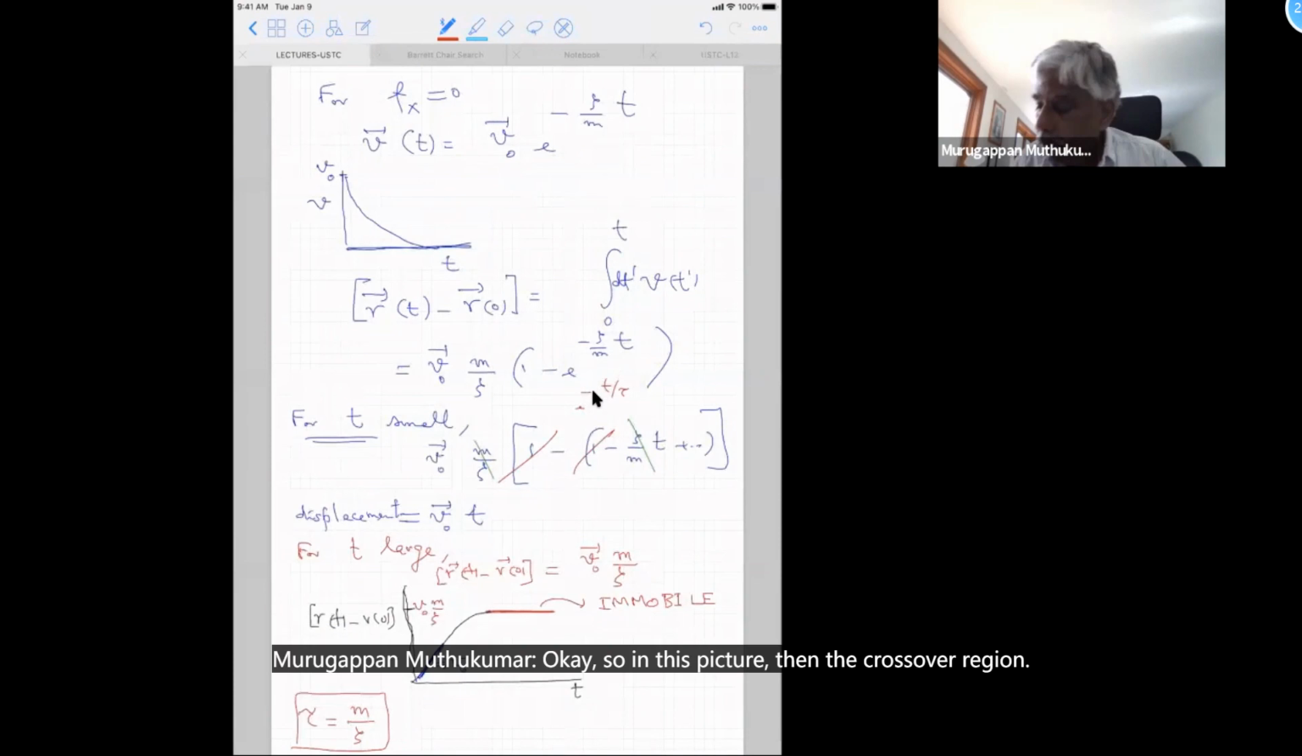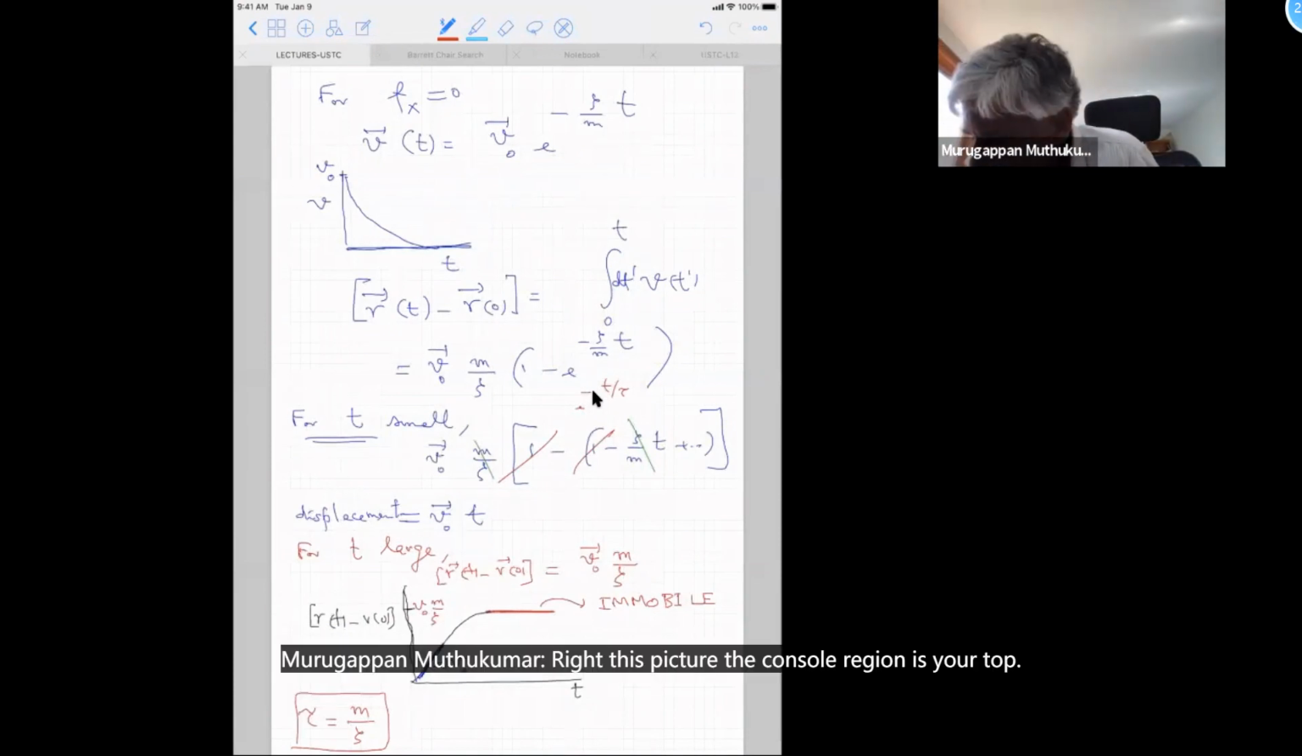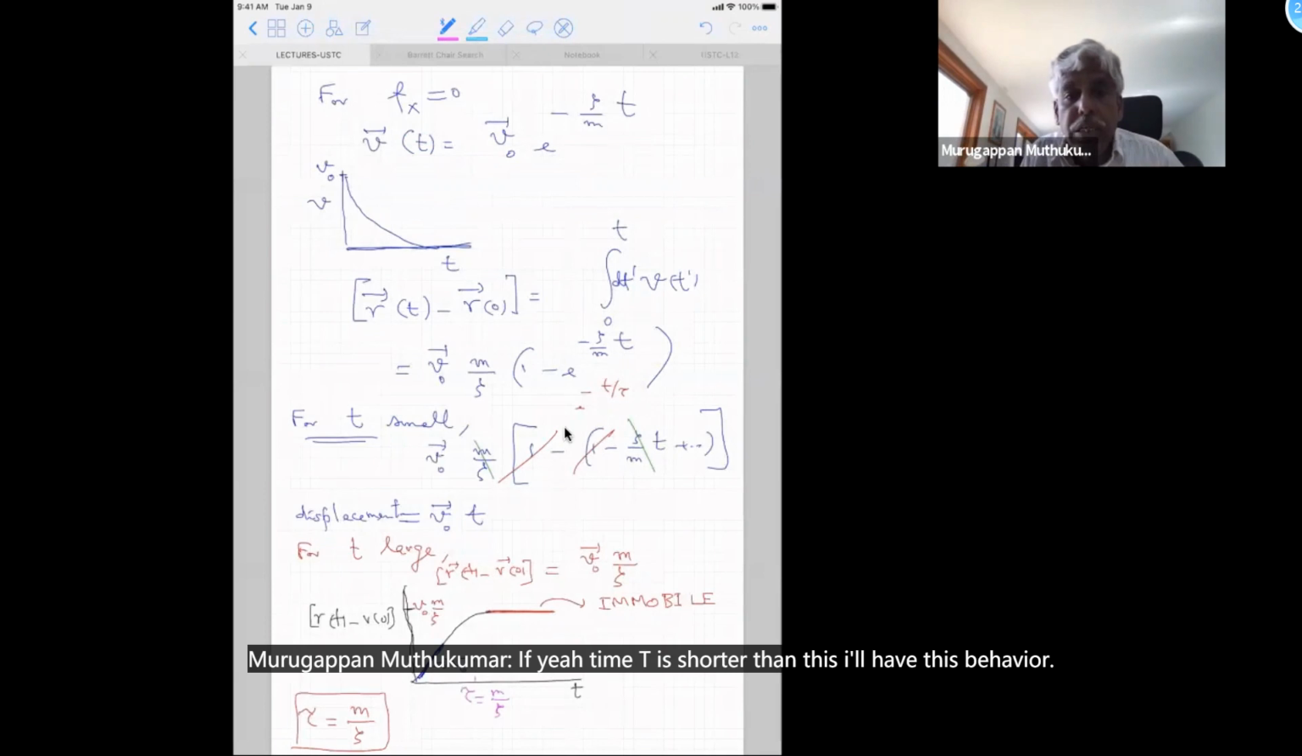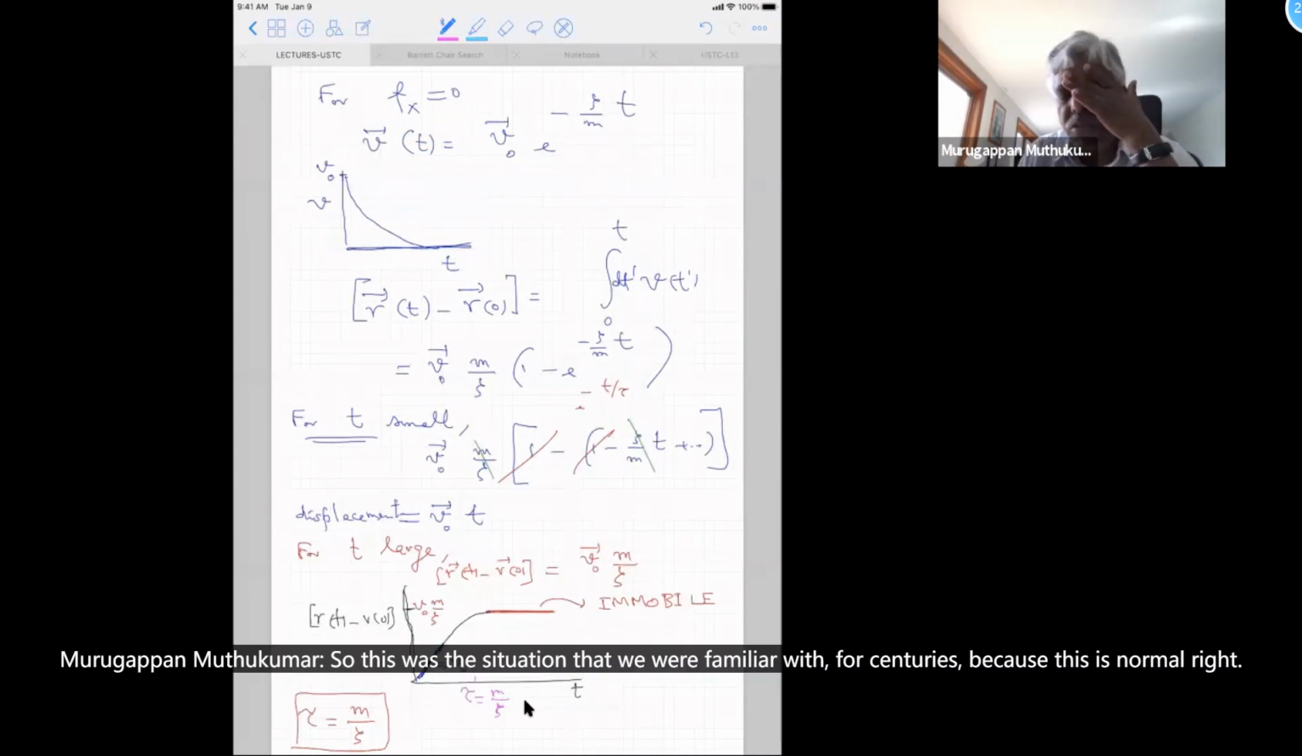Okay. So in this picture, the crossover region is your tau. That's m over zeta. If t is shorter than this, I'll have this behavior. If t is longer than this, I see immobility of the particle. The particle will stop. So this was the situation that we were familiar with for centuries, because this is normal, right?